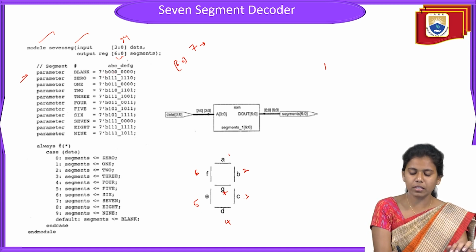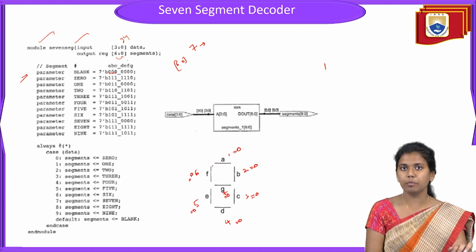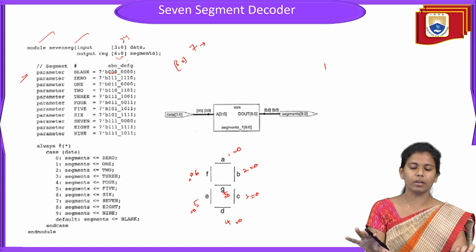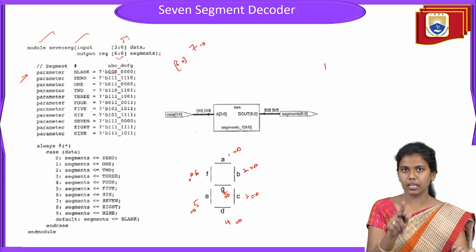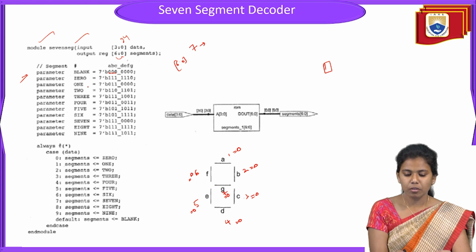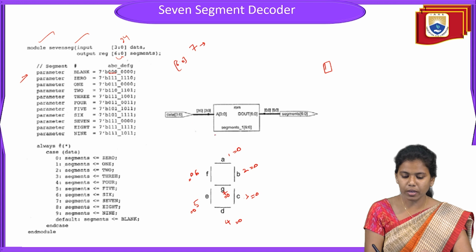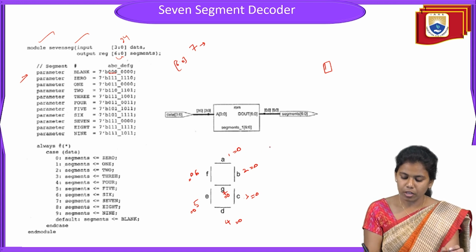So if you just want to see the blank, what happens? All my 7 bits are 0, 0, 0. That means A should become 0, B should become 0, and 3, 4, 5, 6 and 7 as well. If all are disabled, then I can see the blank. And if I want to see the 0, what should I do? In order to see the 0, it is 1 1 1 1 1 1.